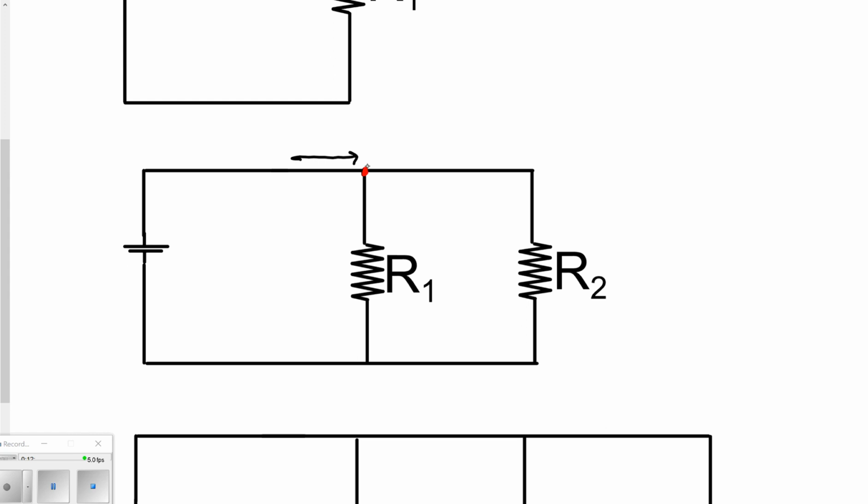When the current reaches that junction, what's it going to do? It's like a split in a pipe. And so you'd have part of the current flowing through R1 and part of the current through R2. So this is your fundamental difference between a series and a parallel resistor. So just be on the lookout for those junctions, and we'll talk about the junctions in another video.